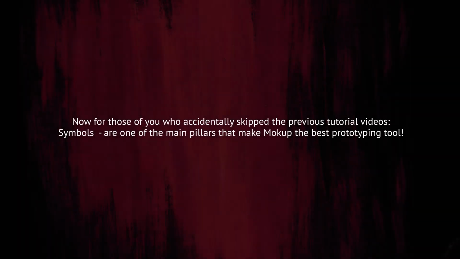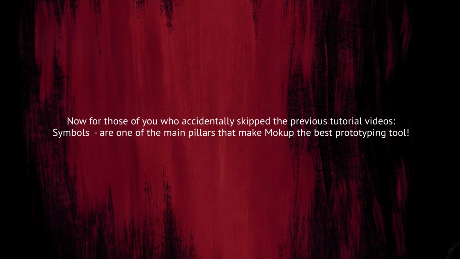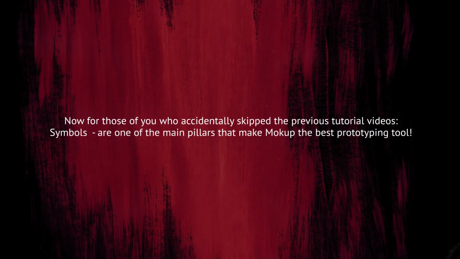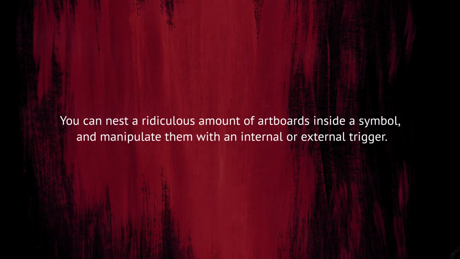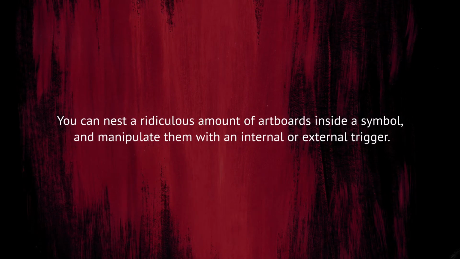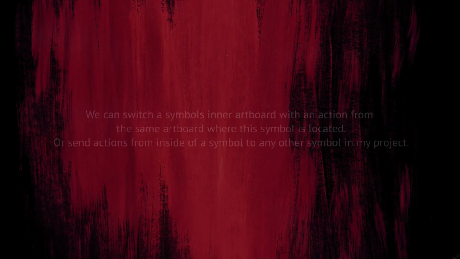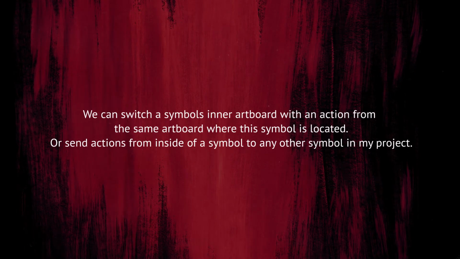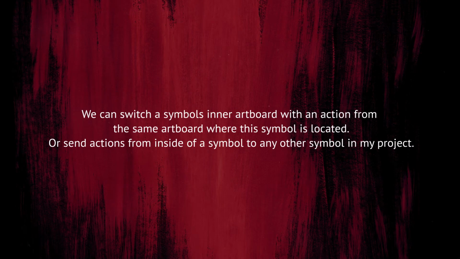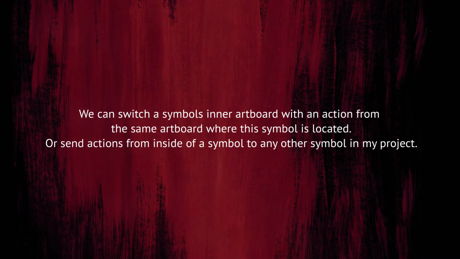Now, for those of you who accidentally skipped the previous tutorial videos, symbols are one of the main pillars that make Mokup the best prototyping tool. You can nest a ridiculous amount of artboards inside a symbol and manipulate them with an internal or external trigger. For example, I can switch a symbol's inner artboard with an action from the same artboard where this symbol is located, or send actions from inside of a symbol to any other symbol in my project.